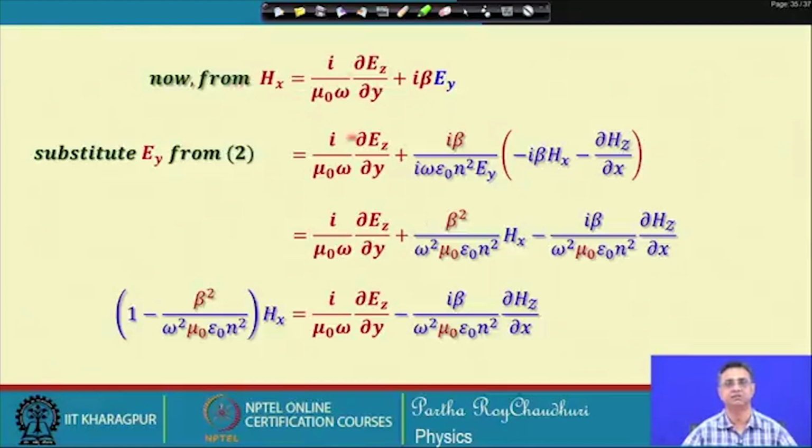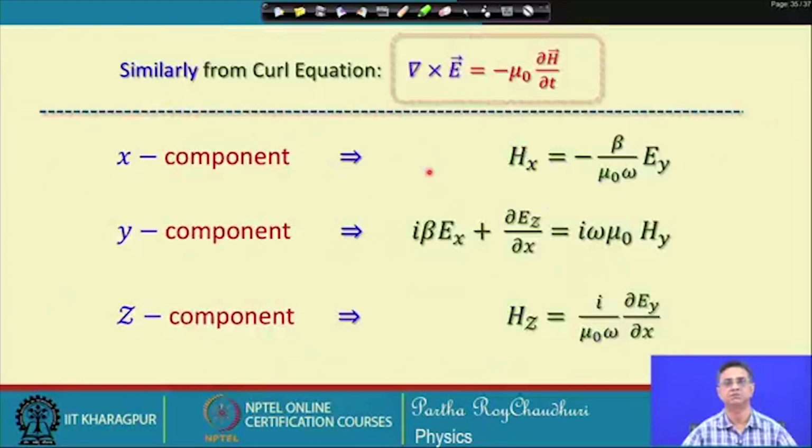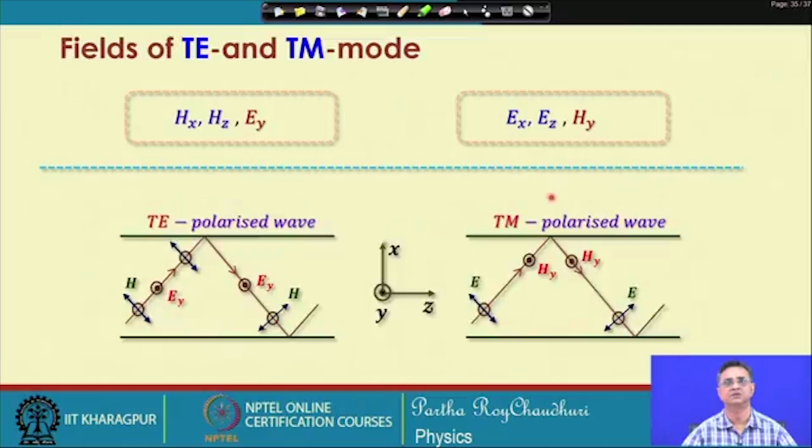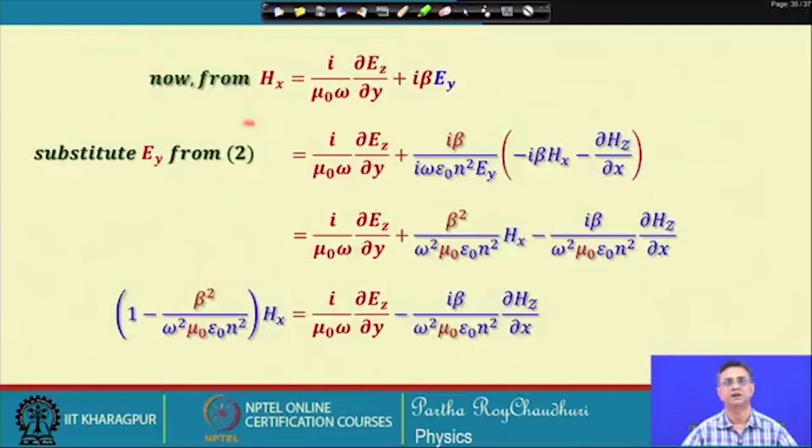Now, from H x equal to this equation, the equation which has been mentioned, if we substitute the value of E y from equation 2, that is the other equation, you really have to play with all the available 6 equations. So, if I substitute the value of E y from equation 2, then you can write this is the expression for E y, and multiplied by i beta it has given you this equation. So, if you open up this bracket, then you can write this equation in this form.